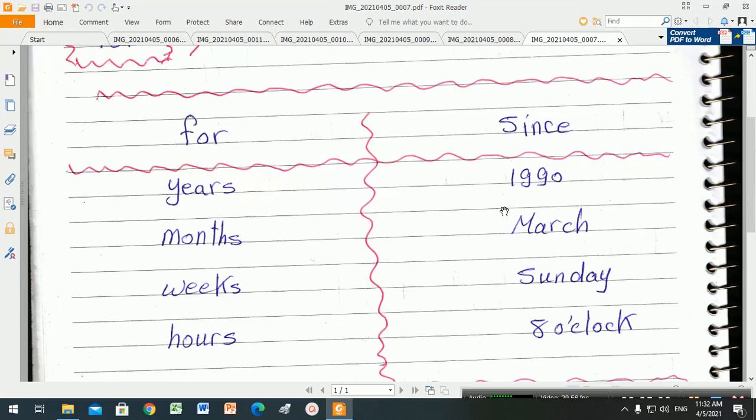يعني لازم يبقى وقت محدد. If I use months, with since لازم أحدد الشهر. Okay, for example March. Here years, for example 1990. Weeks, 3 weeks with for. For example with since Sunday. Okay, this is the difference between for and since. ده الاختلاف بين for و since. For ما بحددش الوقت بالظبط, long period. Okay, but since لازم أحدد الوقت. Okay, 1990, March, Sunday, 8 o'clock.